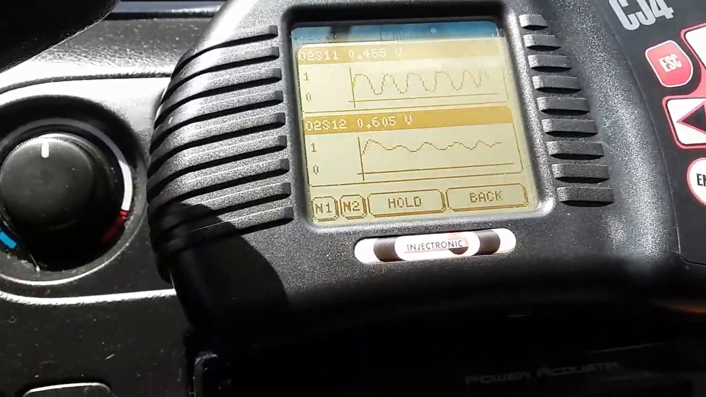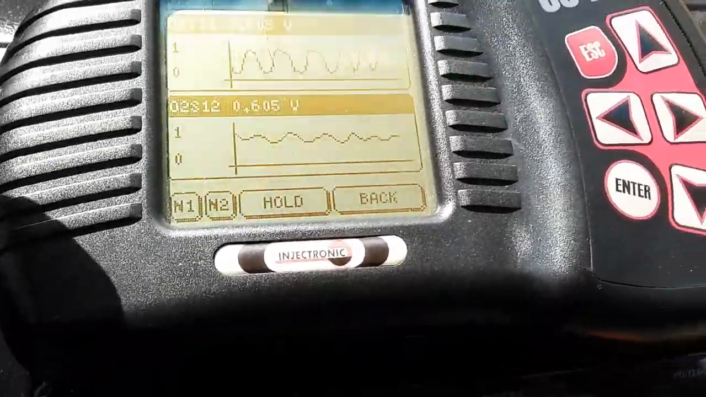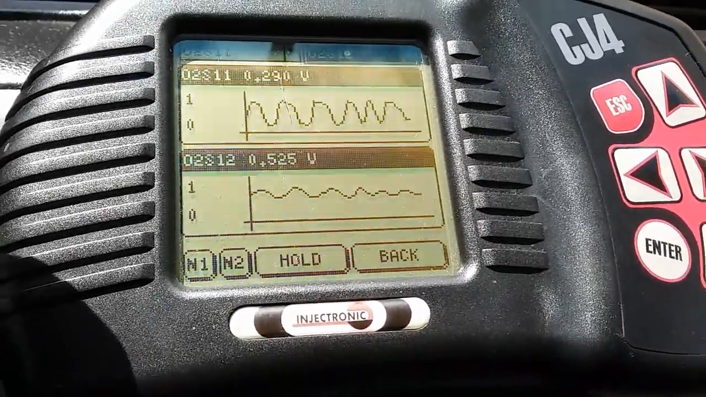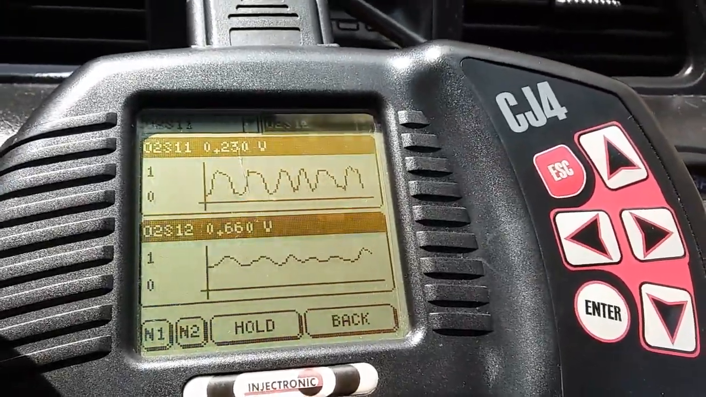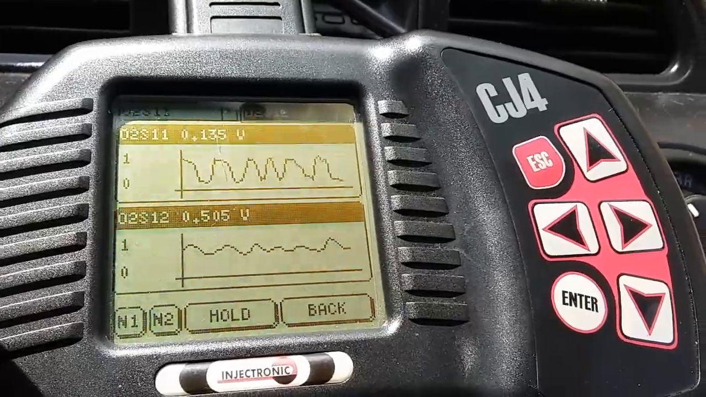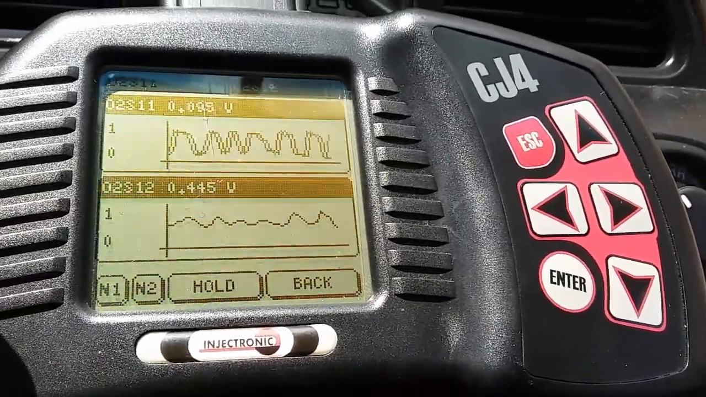So the next step I'm going to do is rev the engine to about 2,000 RPM to help the O2 sensor get hotter. So here we go. I'm going to raise it to 2,000 and keep it there for about a minute or so. And let's watch our readings.